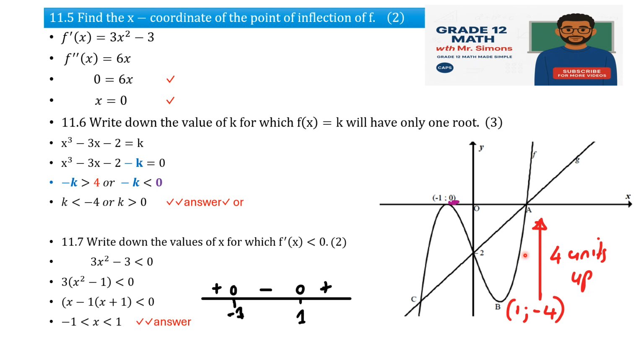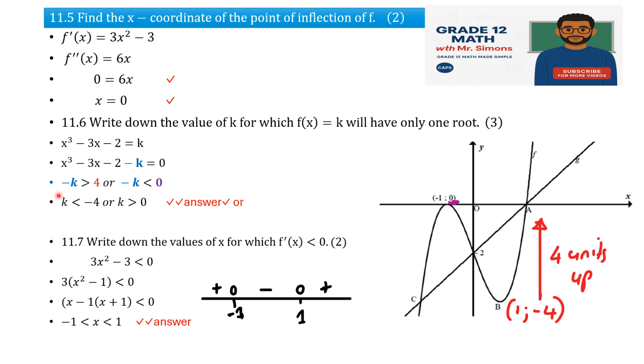To ensure that I only have one root, I have to take this point B. If I can take it till there and above, that means the graph will intersect there, but it turns before there, so it doesn't make contact. If I take that up from -4 to get to 0 is 4 units. So I'm going 4 units up, so I can say minus k greater than 4, because I'm going up, greater than.